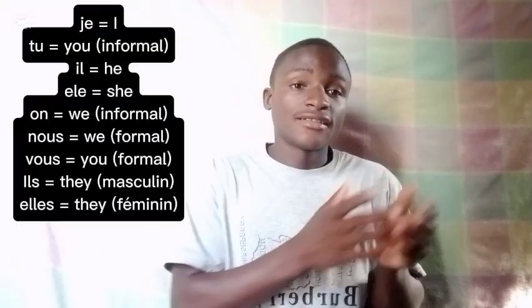Now, let's conjugate the verb to be. So, to be in French. To be in French is être. Être. Now, in present tense, to be, it is like this. Je suis.